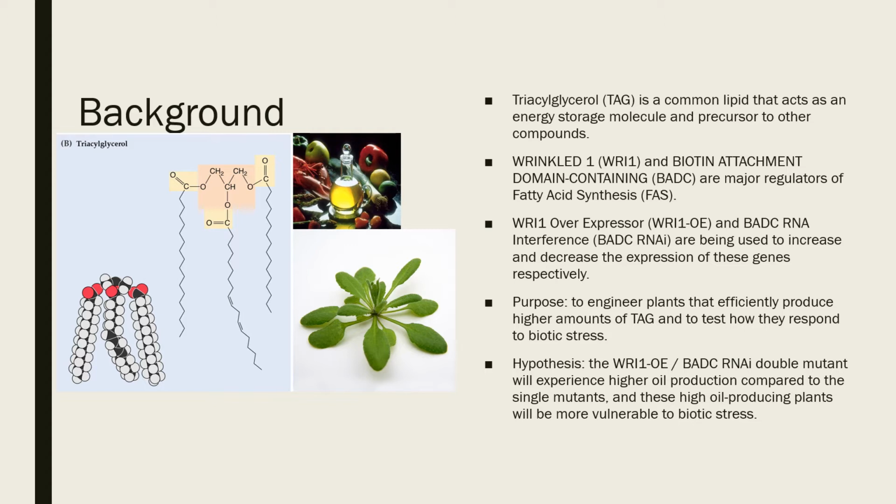The purpose of this project is to engineer plants using Wrinkled-1 overexpressor and BADC RNAi that efficiently produce higher amounts of TAG in leaf tissue and to test how they respond to biotic stress. I hypothesize that Wrinkled-1 overexpressor BADC RNAi double mutants will experience higher oil production in leaf tissue than the single mutants and that high oil plants are more vulnerable to biotic stress.